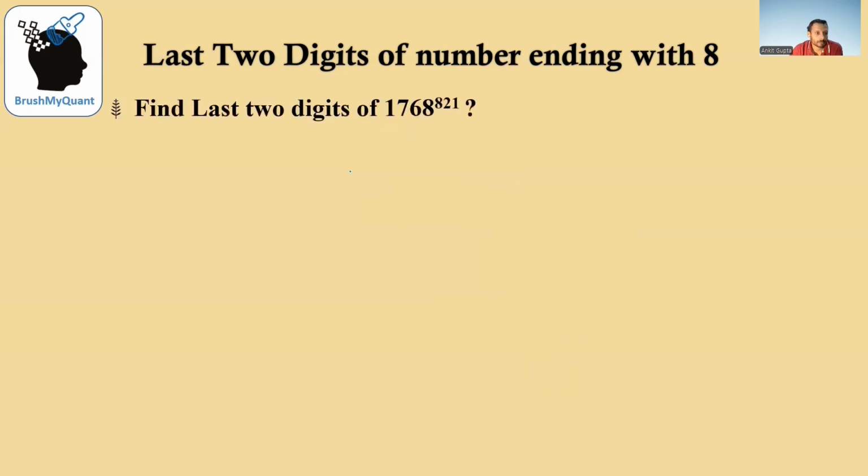Let's try another problem. So find last two digits of 1768 raised to 821. Again, this is a big number. So let's try to simplify this to see if we can separate out 2, 4, or 8. So if we divide this by 8, this becomes 221 multiplied by 8 whole raised to 821. So 221 raised to 821, multiplied by 2 raised to 3 into 821. Here we have units digit as 1. That means the units digit will be equal to 1.